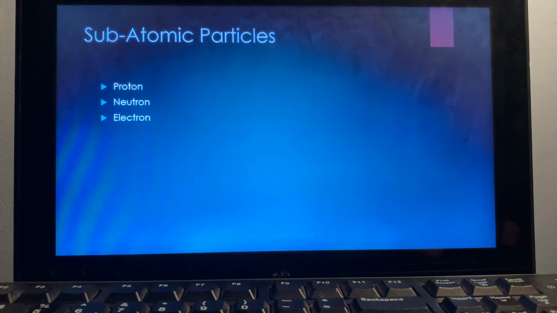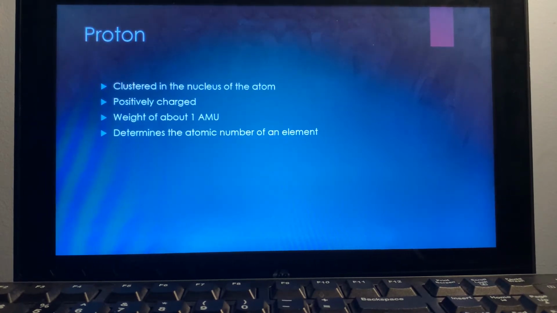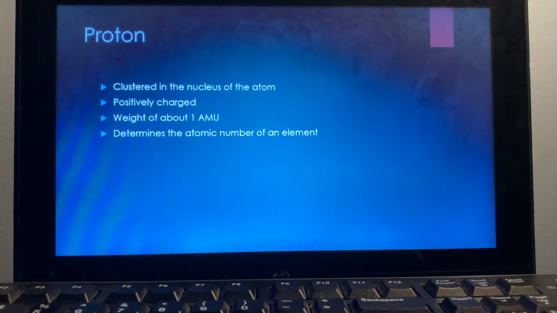Now, there are 3 subatomic particles. The atoms are the building blocks of everything, and these are the building blocks of atoms. We have the proton, the neutron, and the electron. Start with the first one, the proton. The proton is clustered in the nucleus of the atom, with neutrons. It's positively charged, and its weight is about 1 atomic mass unit. That is the unit used to measure atomic weight, which is very important when dealing with elements and atoms. And this determines the atomic number of an element.